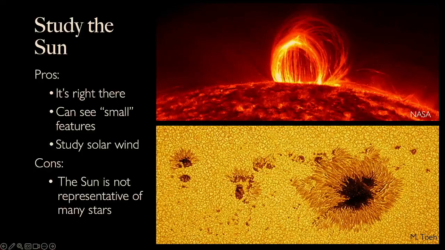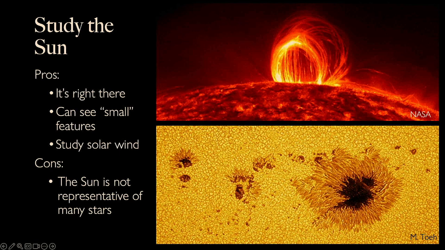So the next thing we can do is study the sun. One of the big benefits is it's right there. It's really easy to see the small (that's in quotes for those online) details, where many of the small details are actually massive. We can see things like outbursts that follow magnetic field lines.